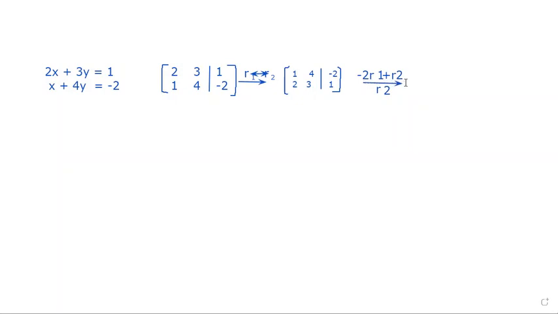Okay, and remember, that's 1, 4, -2. Now, -2 times 1 is -2, plus 2 will give us 0. -2 times 4 is -8, plus 3 will give us -5. And -2 times -2 is 4, plus 1, which will give us 5. So now we can see we've got the form that we've been looking for, that row echelon form where we have that 0 and everything in place.